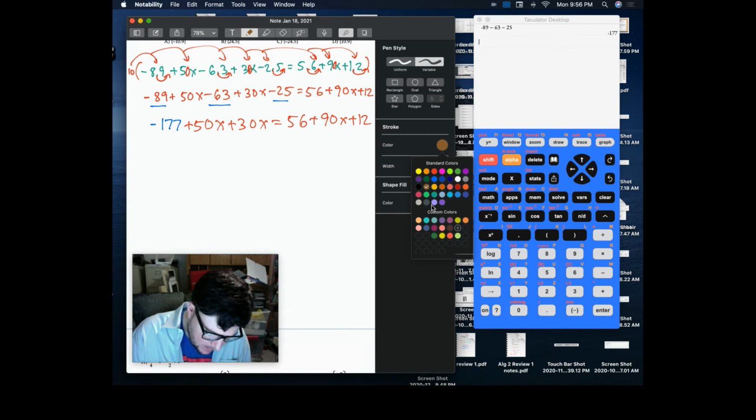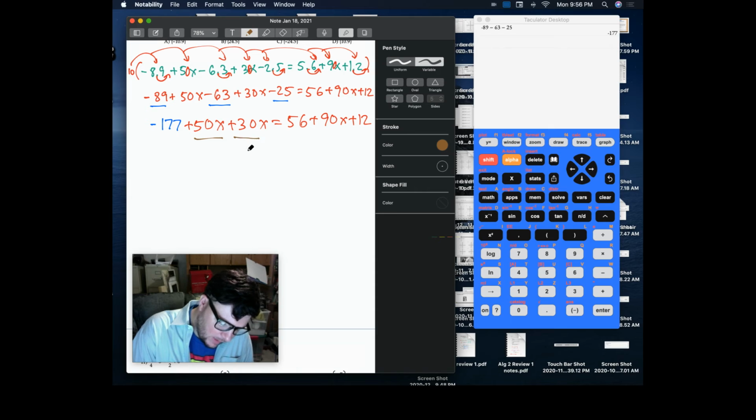Again, I'm looking at the left side. Let's see if I have like terms. So do I have like terms? Well, I definitely have 50x and 30x. I can do that in my head. 5 plus 3 is 8. So now we're going to have negative 177 plus 80x equals, I'm going to rewrite everything else, 56 plus 90x plus 12.